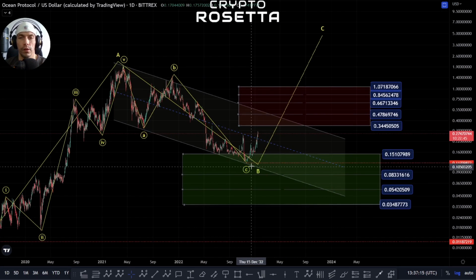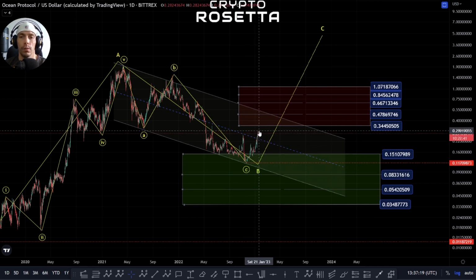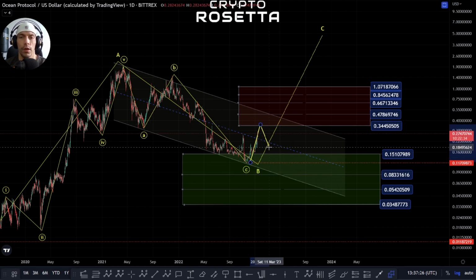But then what we'd want to see is good structure here. We'd want to look at this potentially as a 1, 2, then we'd want to see a 3, 4, and a 5. Effectively, we'd want to see a move that comes back down and retests some of these zones. If we retest these zones and we start to get some good structure here to the upside, then it's possible that we could actually look to break through this.